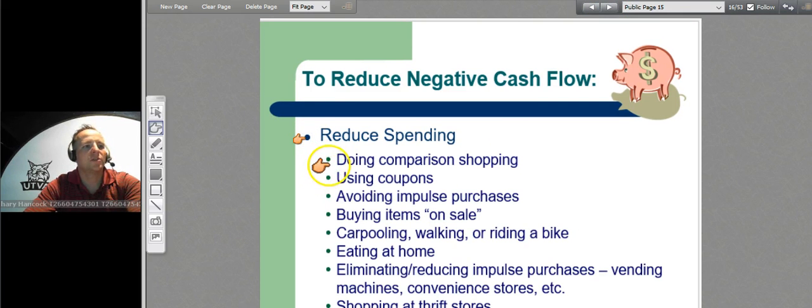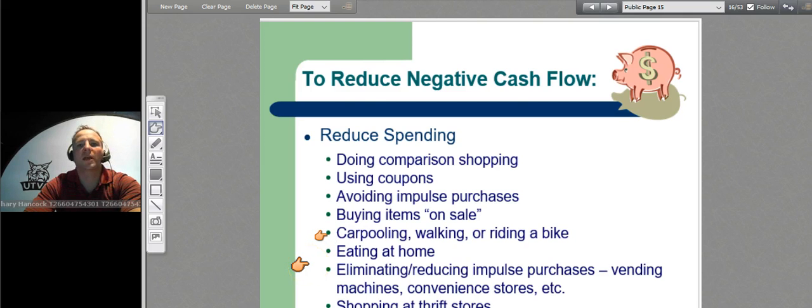So reduce shopping. Here are some ways you can do it. Use couponing, okay? Do comparison shopping, so don't just buy the first thing you see. Okay, I need to work on this a little bit. Avoid impulse purchases, so make sure it's not emotional. Buy items that are on sale. Yep, bargain shopping.